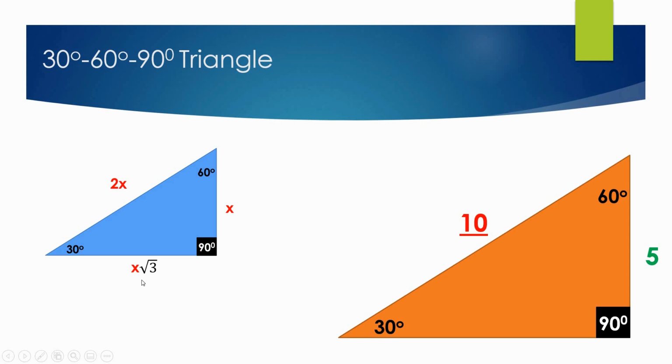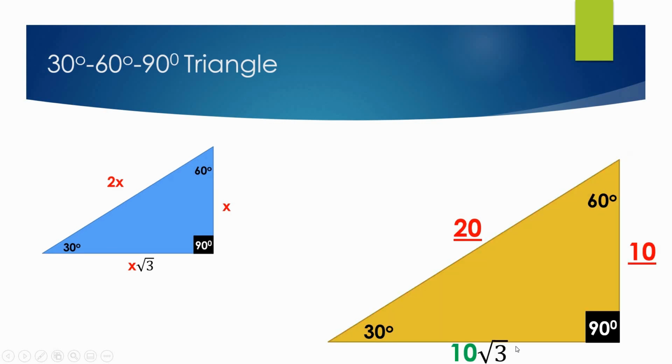And then, how can we get the value of the leg adjacent to 30 degrees? You just need to combine the number from earlier and the square root of 3. In this case, our number is 5, so you just multiply it by square root of 3. You just combine them. Okay, that's how it is.